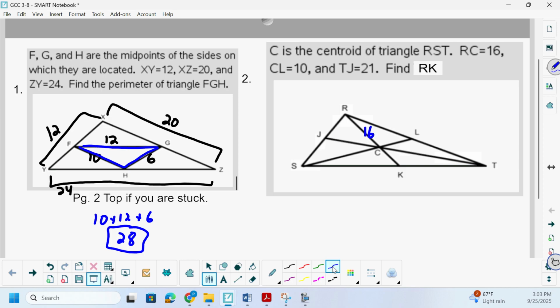In number 2, they told us RC was 16. We've got CL is 10, and we've got TJ is 21. So that's this big part here is 21. The centroid, the key feature we want to remember is that it splits the median in a 1:2 ratio. Because we want to find RK, we're going to work with that 16. So the short part of the median, if you double it, it should give you the long part. So if RC is 16, that means CK has to be 8, and therefore RK, when you add those together, you just get 24.